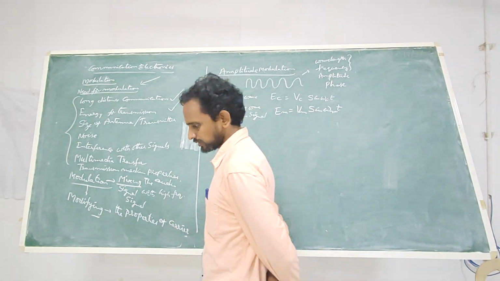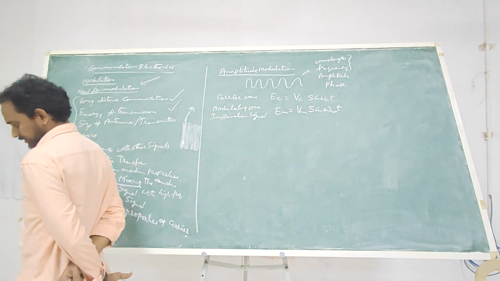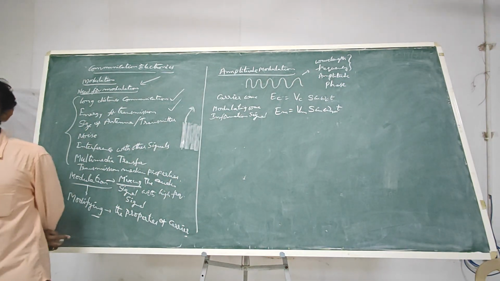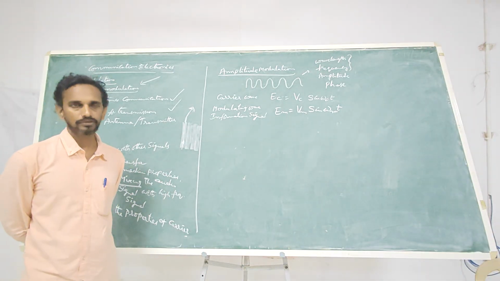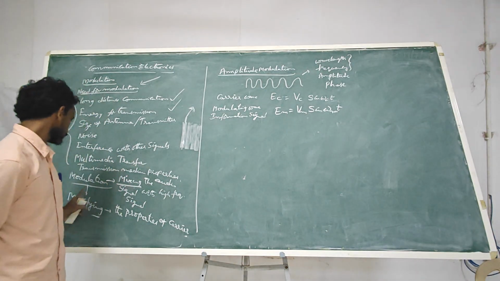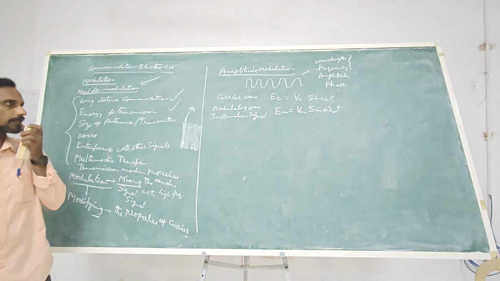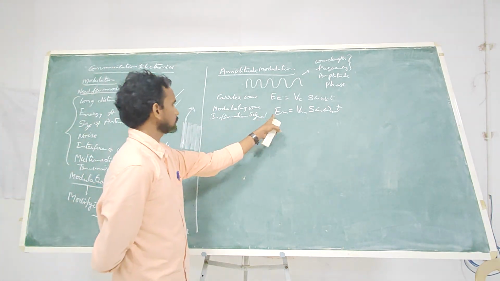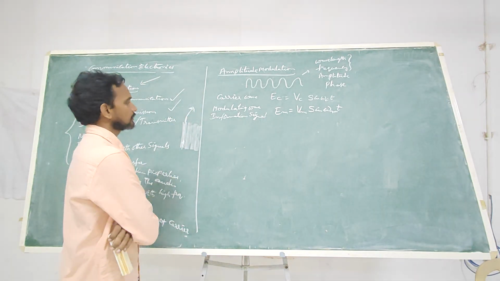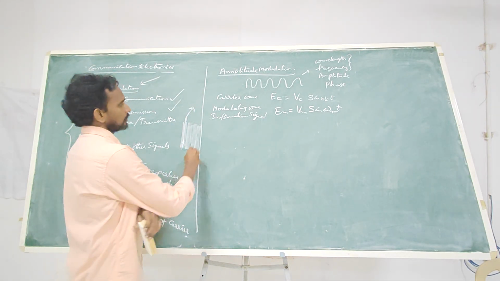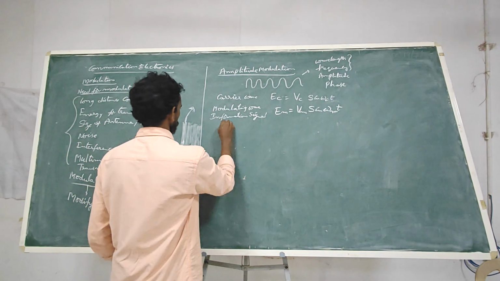Now I try to modulate or modify the amplitude of the carrier wave. So this entire modulation process is modifying the properties of the carrier, in accordance to the modulating signal. So I am defining after modulation.